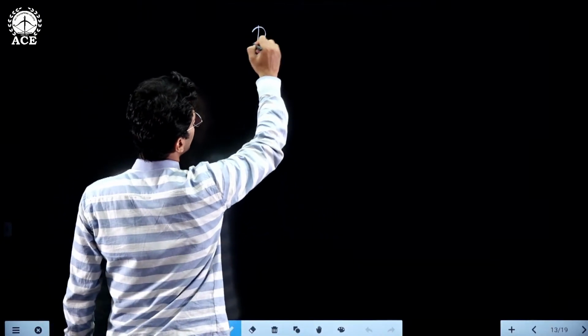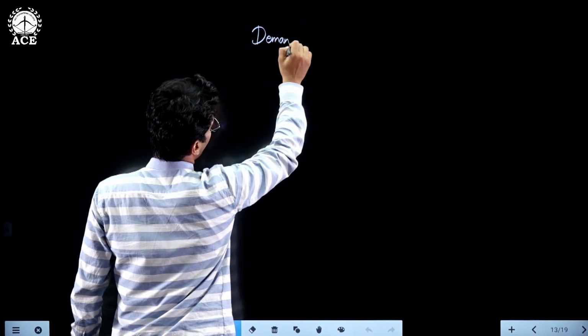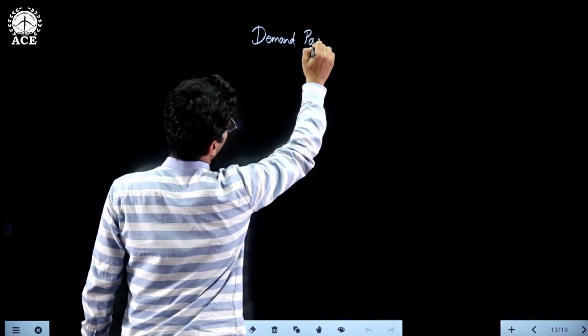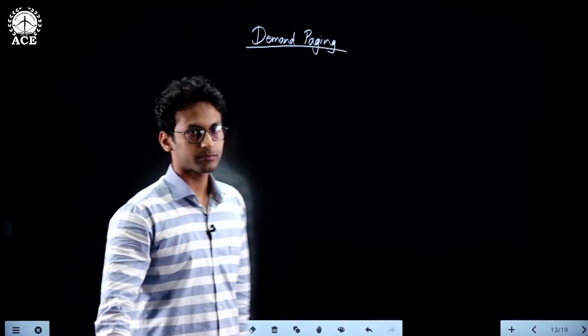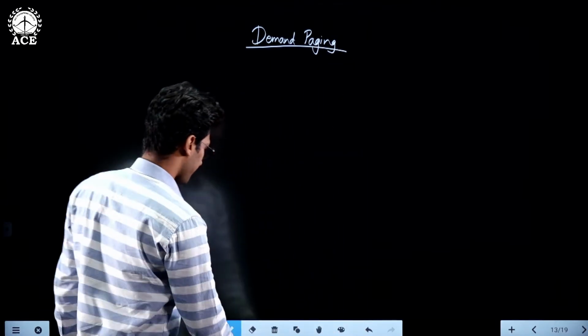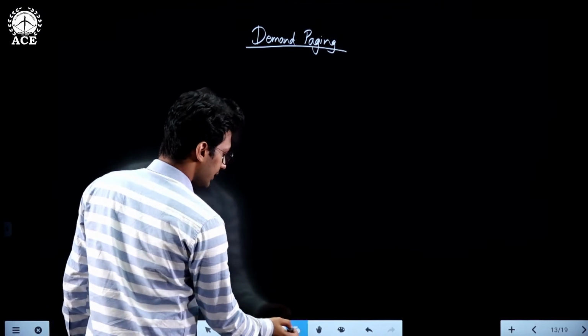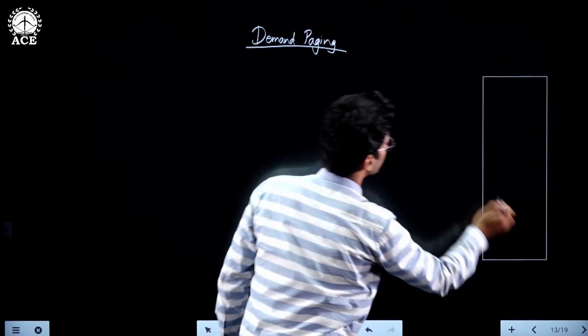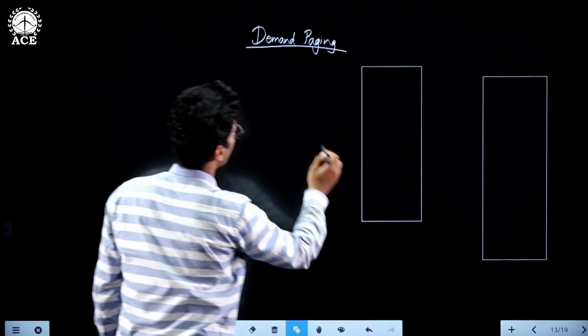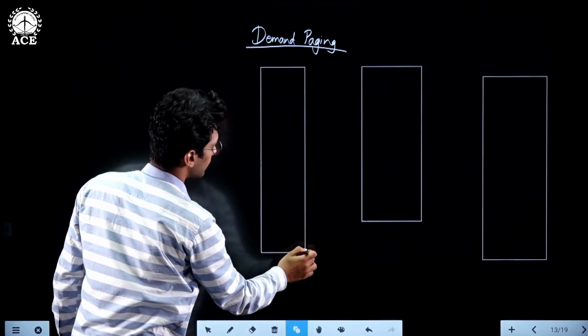Demand paging. To see demand paging, just observe this one. See, it is very easy. Please concentrate properly. You see, this is the logical address space. This is the physical address space. This is the page table, isn't it?